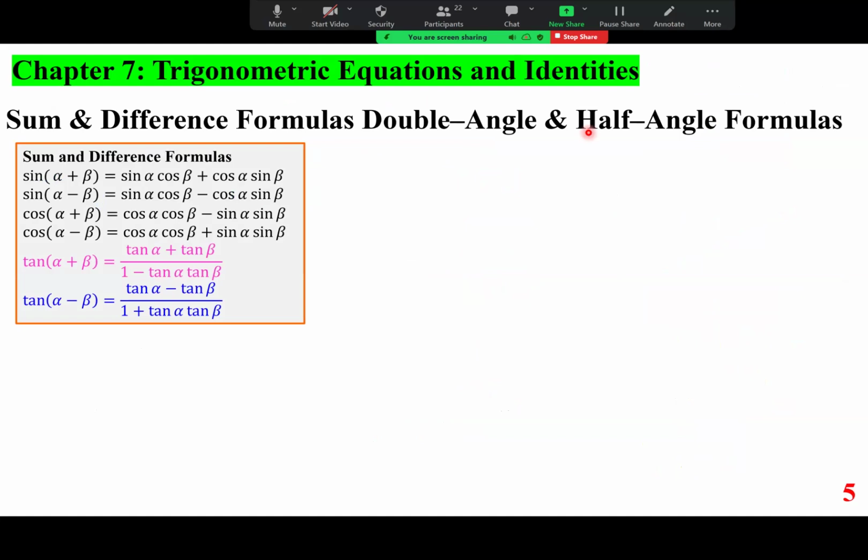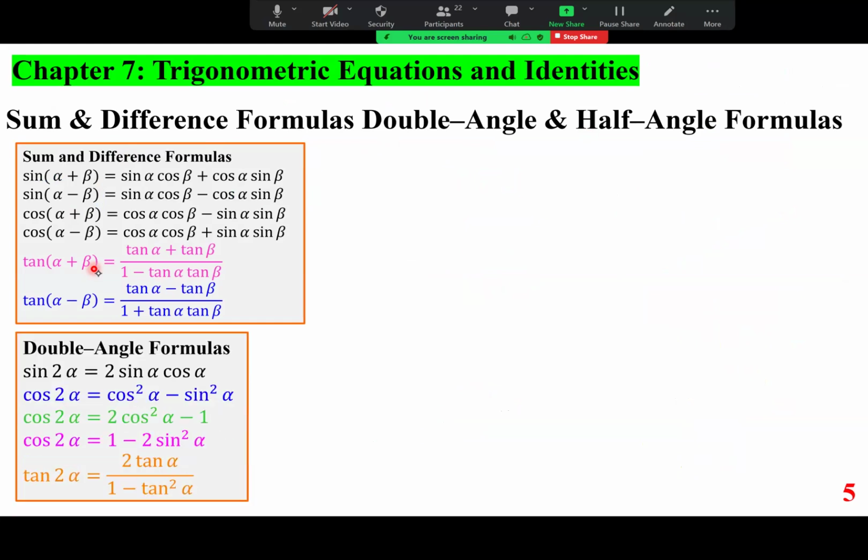Trigonometric equations and identities: sum and difference formulas, double angle and half angle formulas. I'm reminding you of the formulas that we are supposed to know so we can use them. Sum and difference formulas, for example: sine of alpha plus beta is sine alpha cosine beta plus cosine alpha sine beta. Cosine of alpha plus beta is cosine alpha cosine beta minus sine alpha sine beta. Tan of alpha plus beta is tan alpha plus tan beta over tan alpha minus tan beta. So we can get to the double angles.